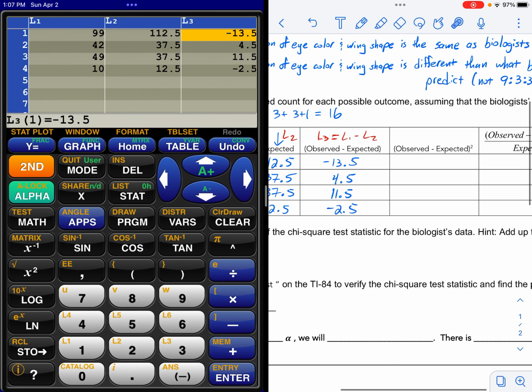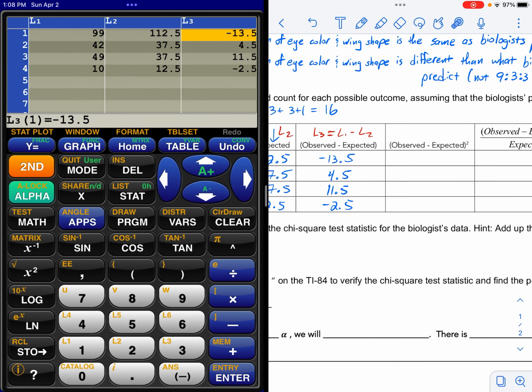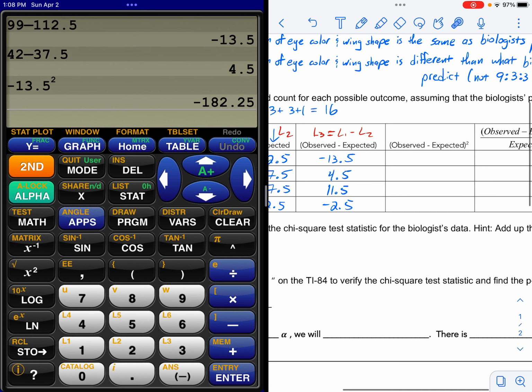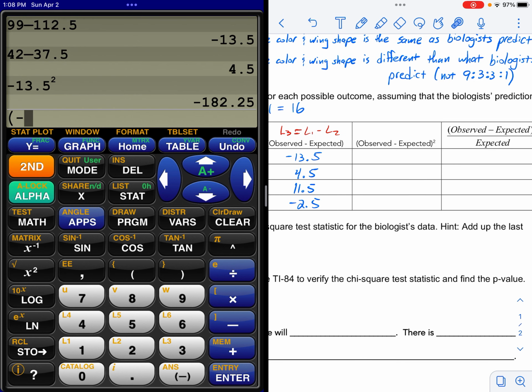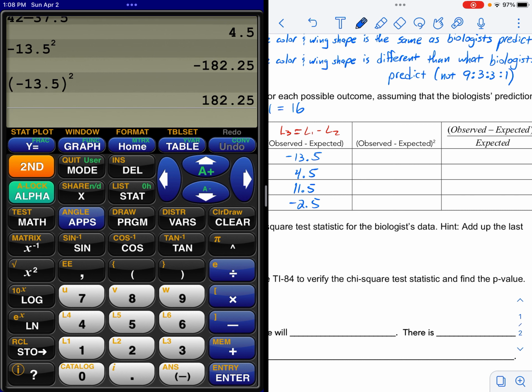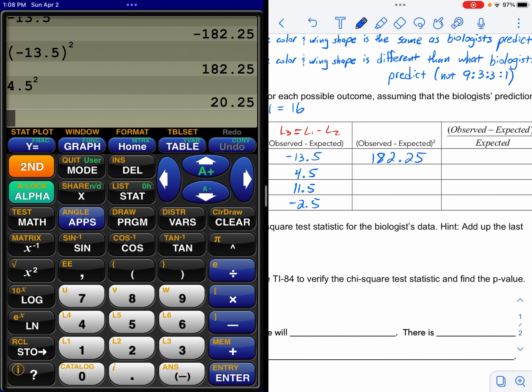Okay, now we simply square all of these numbers in the next column over. Again, you can do this by hand, but be careful. If you just square it like that, it's going to tell you it's negative. But we know better to put it in parentheses to safeguard against that, or just know that whenever you square anything, it's positive, okay?